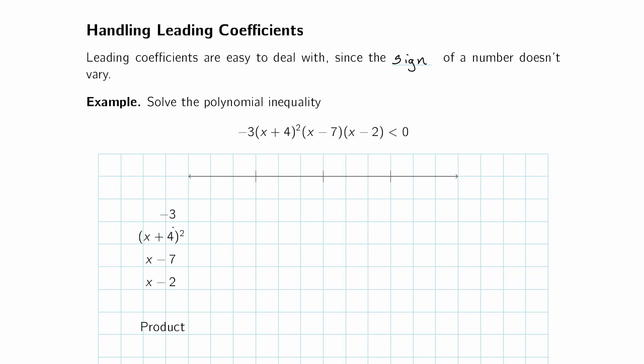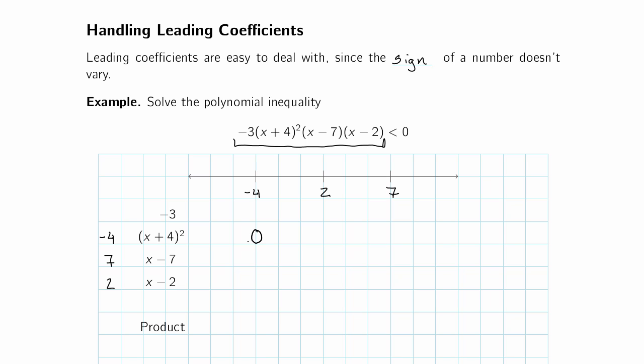So let's solve this polynomial inequality. And I haven't given us space for finding the cutoff points because we're used to that now. Right, this has a cutoff point at -4, at 7, and at 2. So we'll have cutoff points at -4, 2, and 7. Remember, they have to come in numeric order.